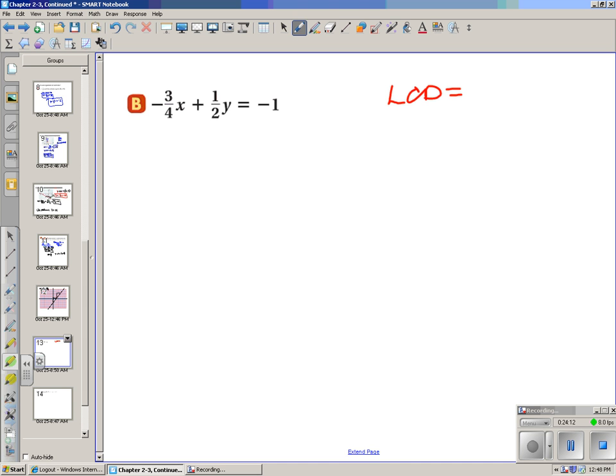The least common denominator between 4 and 2 is what? It is the least common multiple. 4. Remember, it cannot be smaller than the largest number. Do we remember that? Okay, so I'm going to multiply each term by 4. So I have negative 3/4 x plus 1/2 y is equal to negative 1.